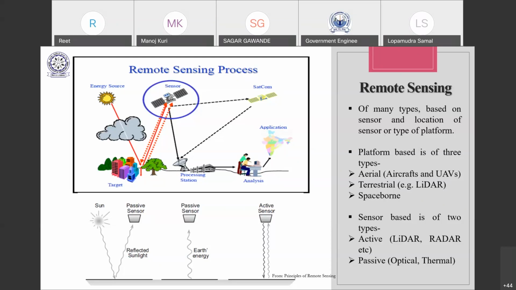Other forms of active sensors are LiDAR, which are lasers mounted in satellites or any platform like aircraft, or nowadays even UAVs, and which can capture point information about the ground objects. Point information means latitude, longitude and elevations.